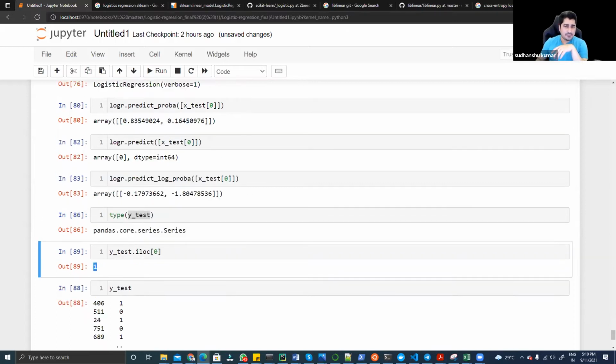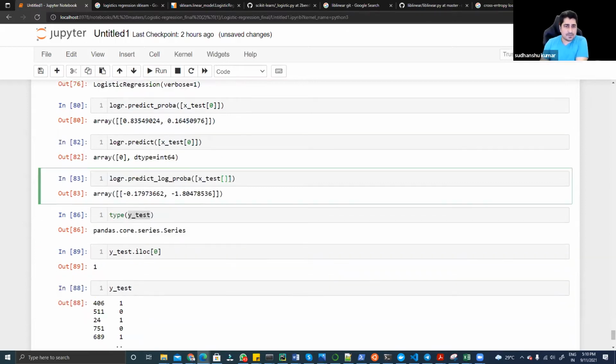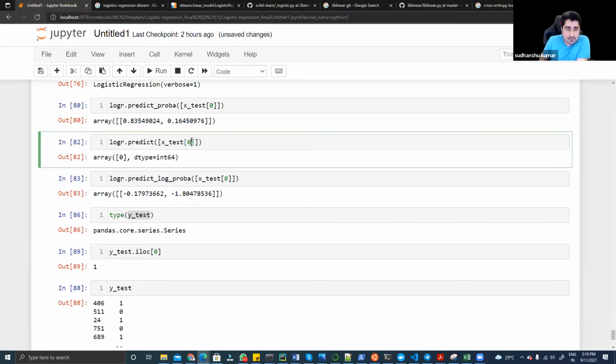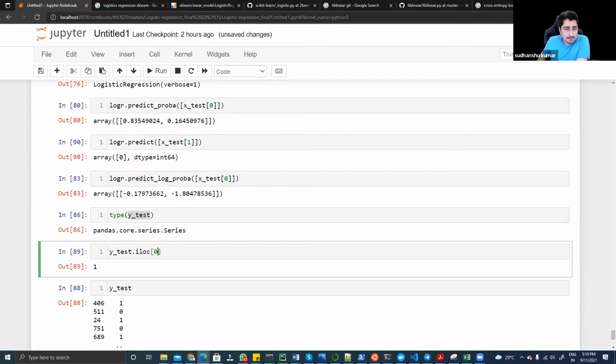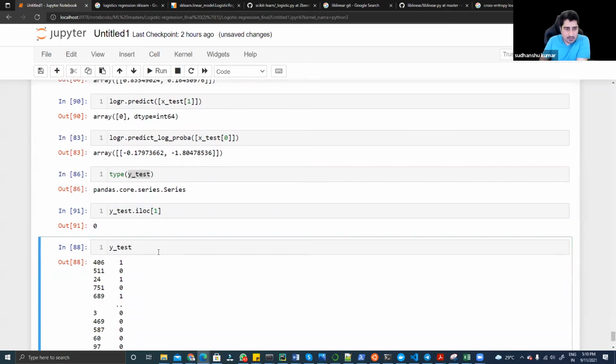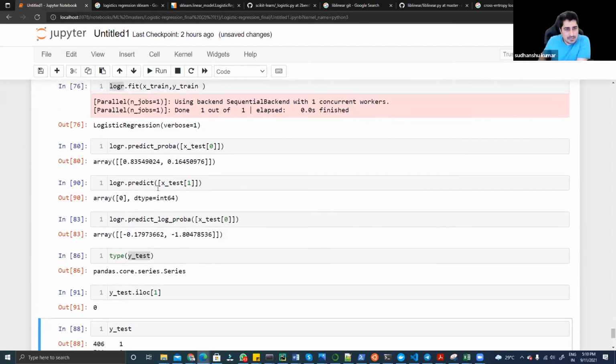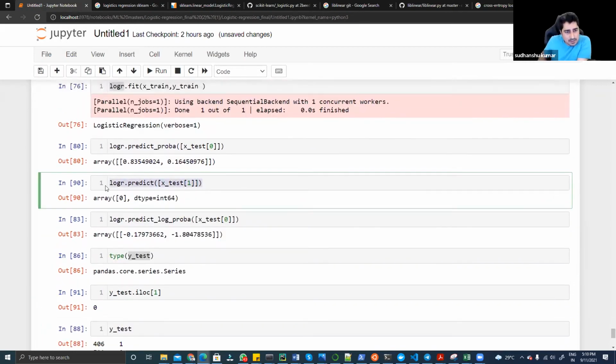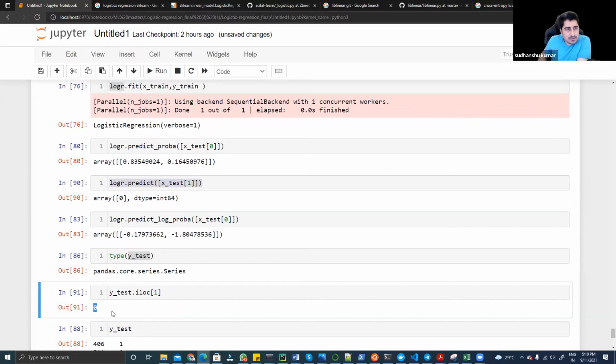Maybe we can test it for other examples. So maybe for the first record, where is my prediction? What is the actual class? Okay, class 0. So can I say that for this record, the predicted one is 0 and even the expected one is 0. So for this one, it is giving me a correct prediction.